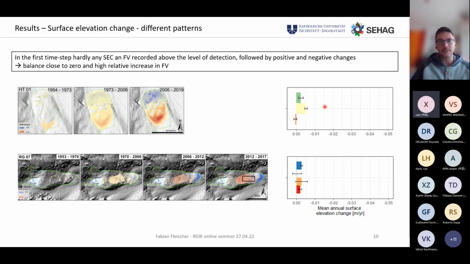But as you can see in these figures here, these positive and negative values result in balances close to 0. These were the rock glaciers where we measured a strong relative increase in flow velocity as well. And what is striking here is that these are the smallest rock glaciers we studied.